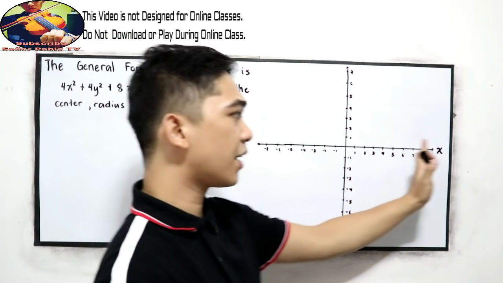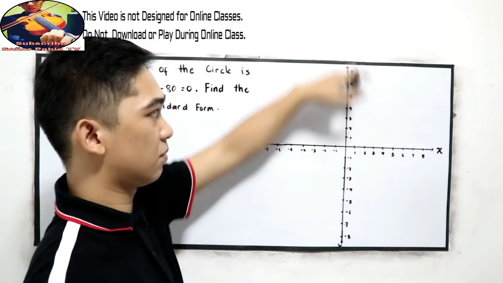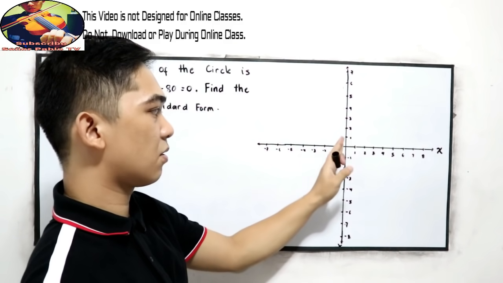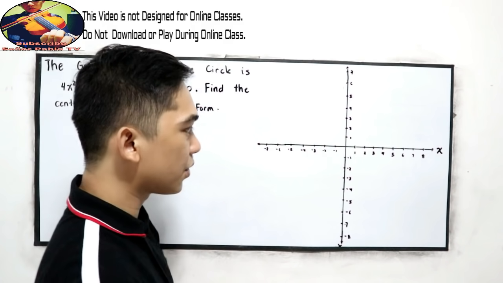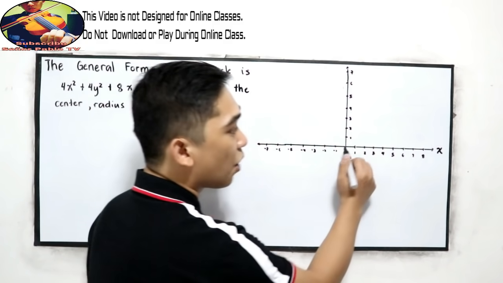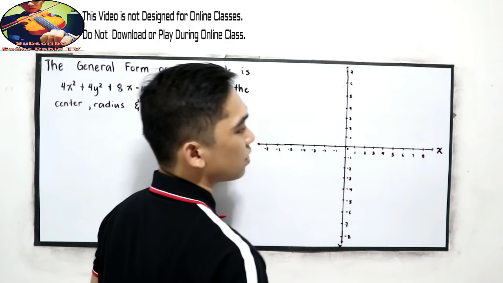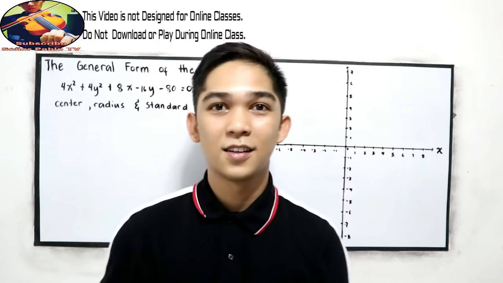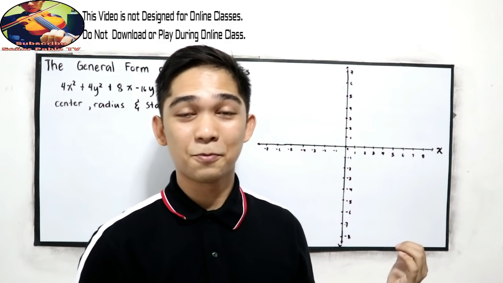And on the right side, that is positive numbers. Up, positive numbers. On the left side, the negative numbers, and below are the negative numbers. Of course, this is what we call the origin, 0, 0. Zero, zero is the coordinates of the origin.